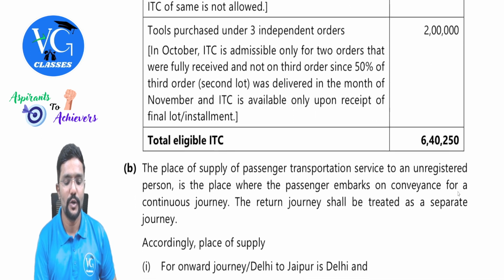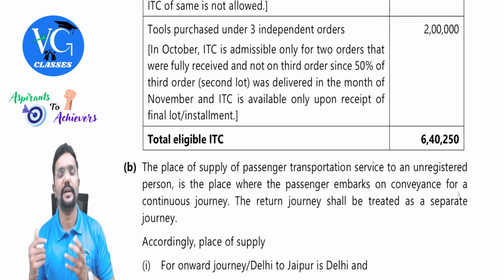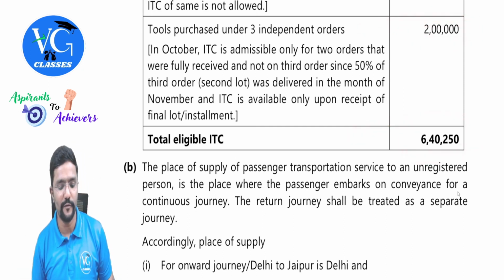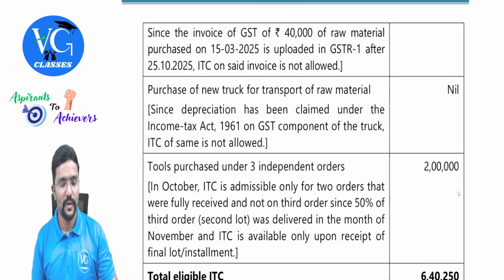Okay. Next, tools purchased under 3 independent orders. For 2 lakh it is fully available. For remaining 1 lakh, next month. So for October, 6 lakh 40,250. Better to mention the month, guys. For October it is. Okay, sir.